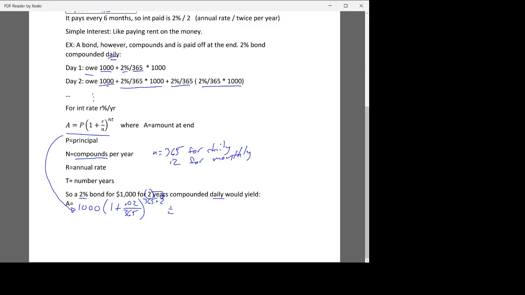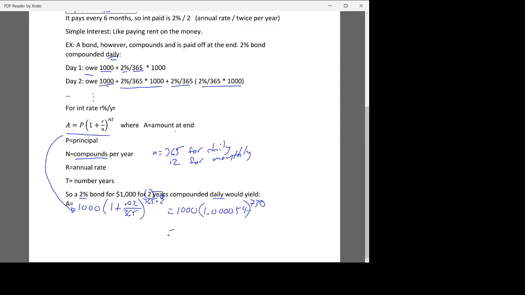I'm plugging in. So then what I do is write that 1,000. I'm going to try to leave as much in the calculator as I can. First of all, I take the 0.02, I divide it by 365, and get a very small number. Then I add 1 to it, and it gives me, let's see here, 1.000054, and more numbers. And then 365 times 2 is 730.